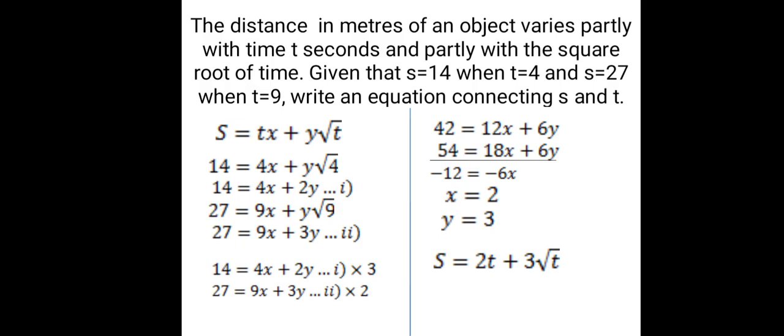The distance s in meters of an object varies partly with the time t seconds and partly with the square root of the time. Given that s is equal to 14 when t is equal to 4, and s is equal to 27 when t is equal to 9, write an equation connecting s and t. The equation is s is equal to 2t plus 3 into the square root of t.